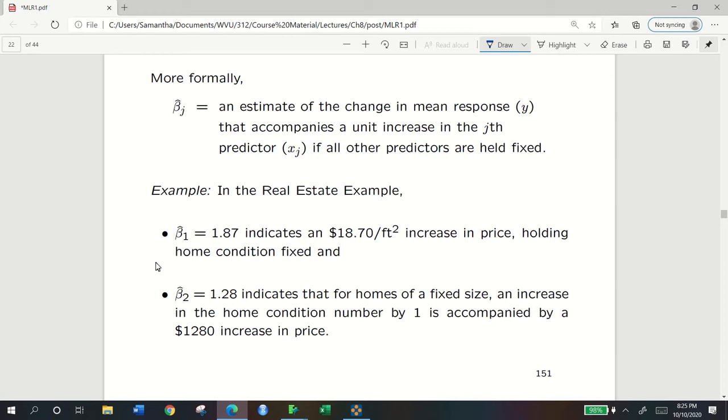So using our real estate example, beta 1 hat equal to 1.87 indicates an $18.70 per square foot increase in price, holding the home condition fixed. And beta 2 hat equal to 1.28 indicates that for homes of a fixed size, an increase in the home condition number by 1 is accompanied by a $1,280 increase in price.